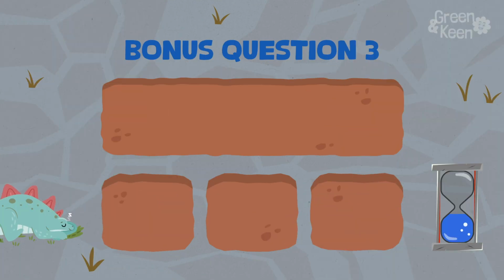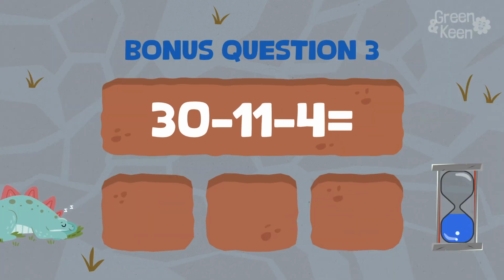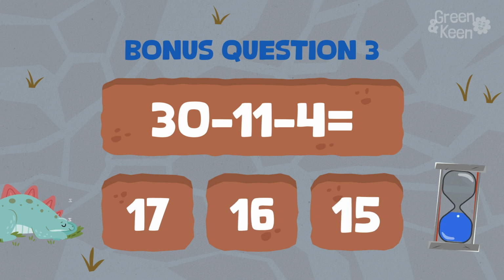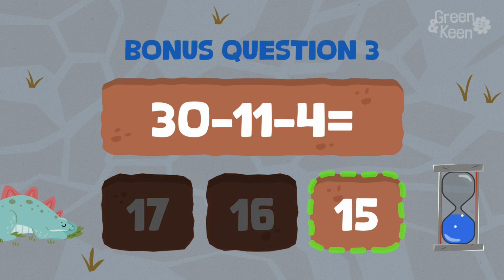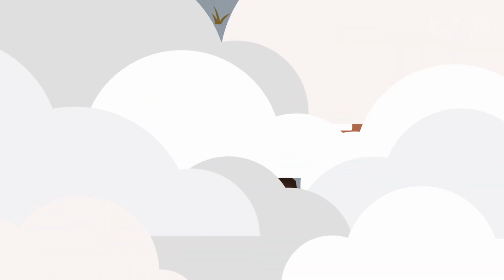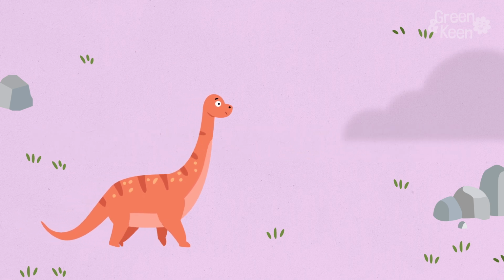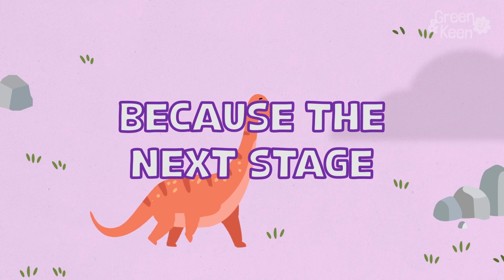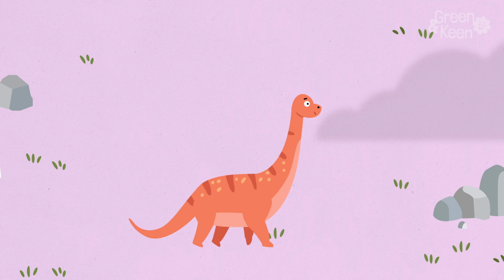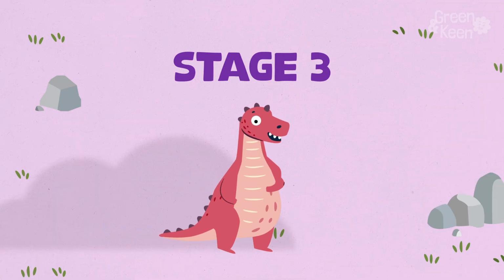Bonus question number 3. 30 minus 11 minus 4 equals... The answer is 15. Great job, Smart! But the fun doesn't stop here. Hold on tight, because the next stage is going to be a blast. Stage 3.